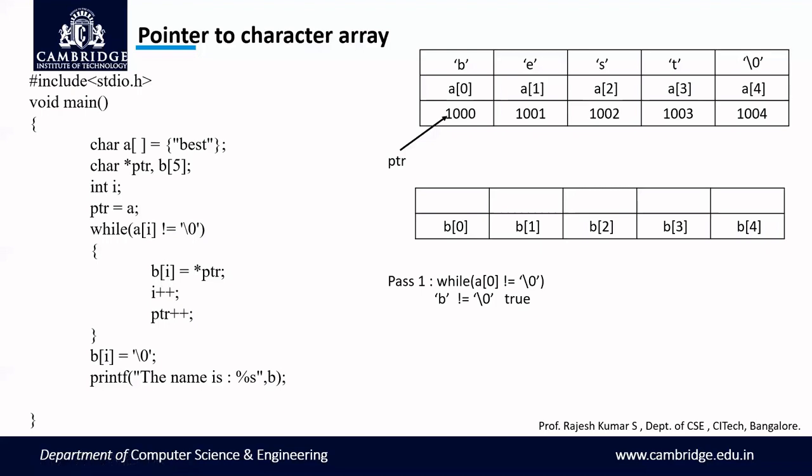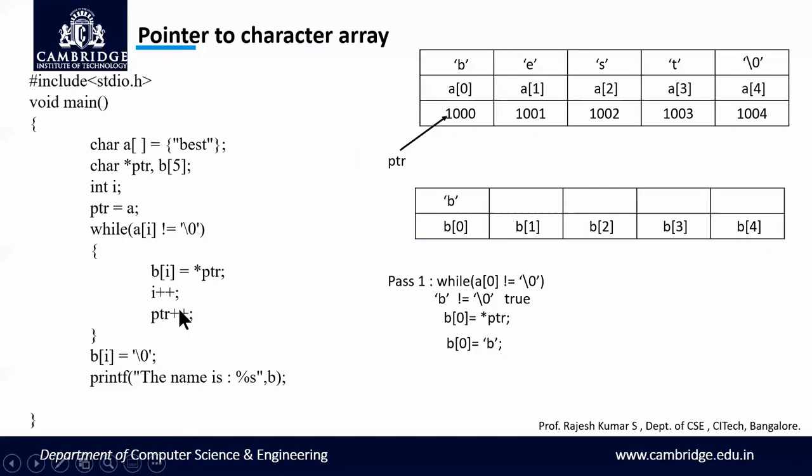Inside the while loop, you can observe here star of PTR. You know why do we use a special operator star? PTR is a variable which is holding the value 1000. Star of PTR means, in this particular address, what value is present? B. B will be assigned to the array B of 0. So B of 0 is being assigned with the value B.